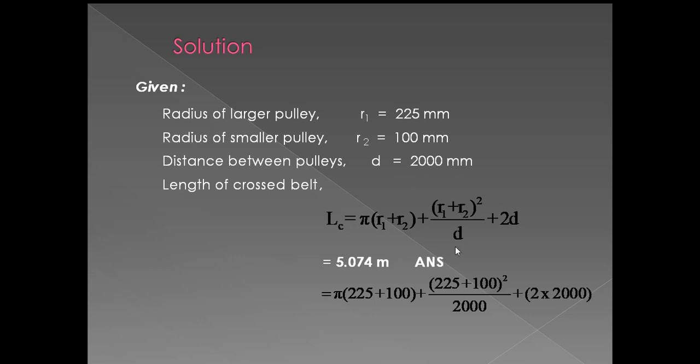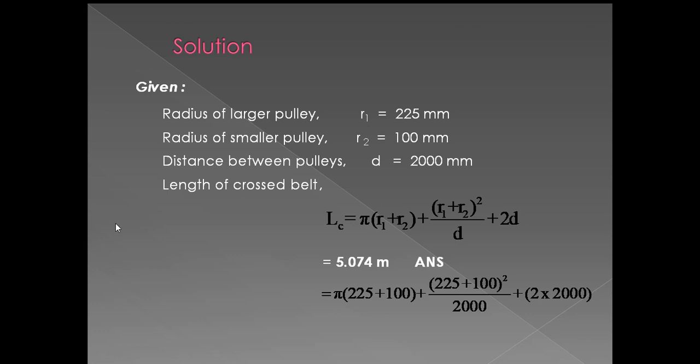Length of the crossed belt LC equal to pi into (R1 plus R2) plus (R1 plus R2) whole square by D, plus 2D. By substituting the values, pi into (225 plus 100) plus (225 plus 100) whole square by 2000, plus 2 into 2000. So we get LC as 5.074 meters.